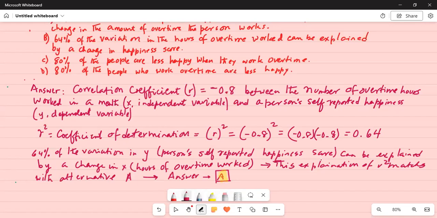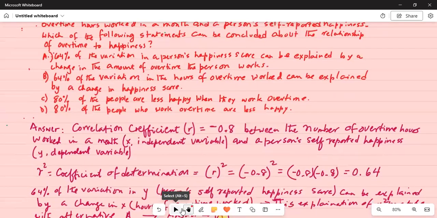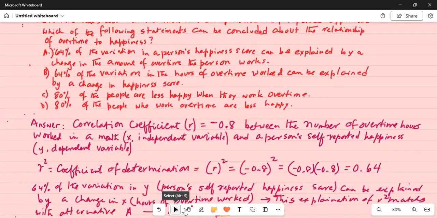What does A state? So A states that 64% of the variation in person's happiness score, which is Y, the dependent variable, can be explained by a change in the amount of overtime hours person works, which is X, or independent variable.